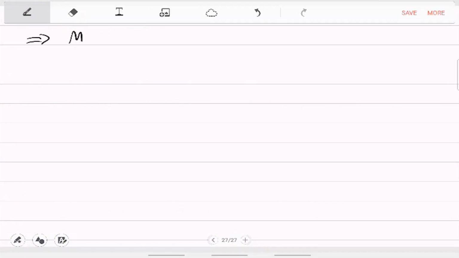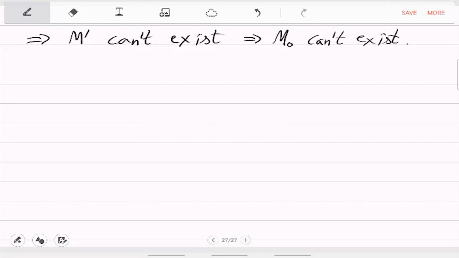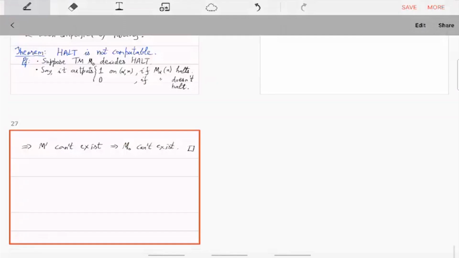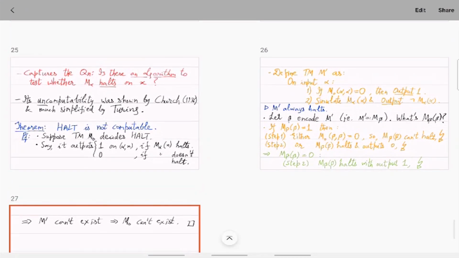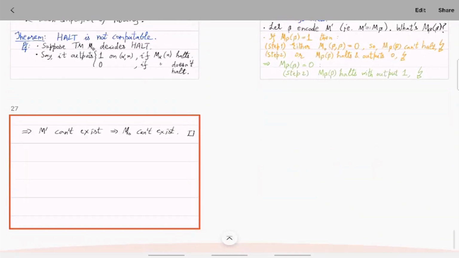So, this means that M prime can't exist, which means that M0 can't exist. Right. So, we had assumed that M0 exists. So, we have now deduced that halt is uncomputable.